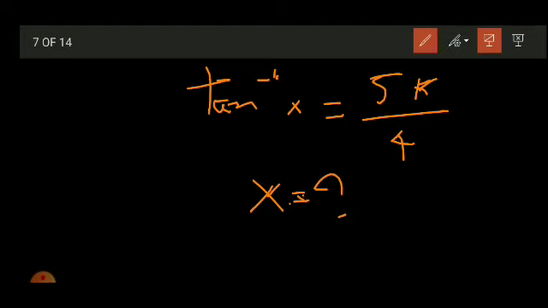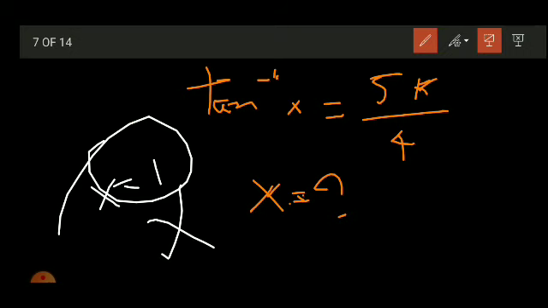Some students can solve x equal to tan 5 pi by 4, tan of pi plus pi by 4, like tan of 180 plus theta. They say that this is third quadrant, so we can say tan pi by 4, and they will say the value is 1. So x is 1. Is this answer correct? Can tan inverse 1 be 5 pi by 4 also? No, this is a wrong answer.